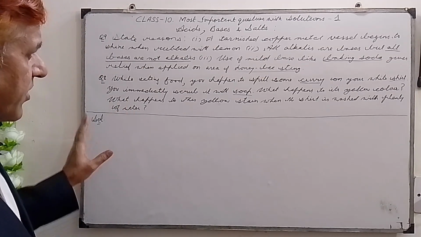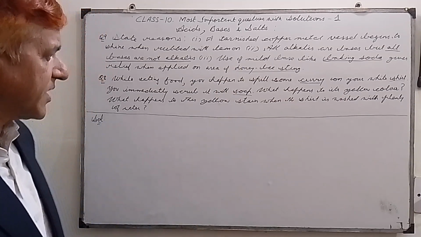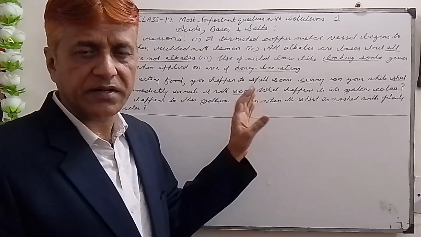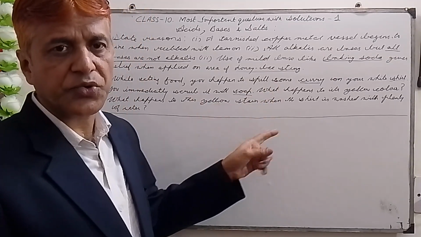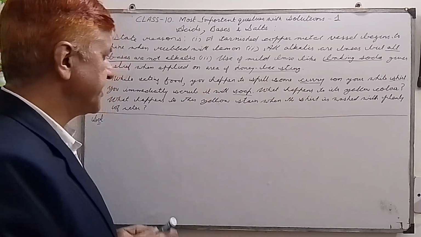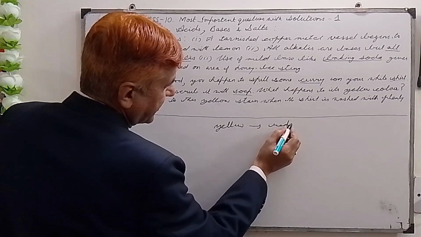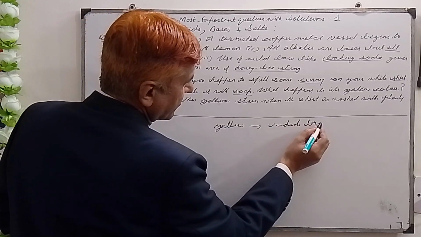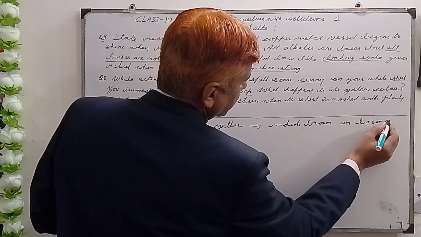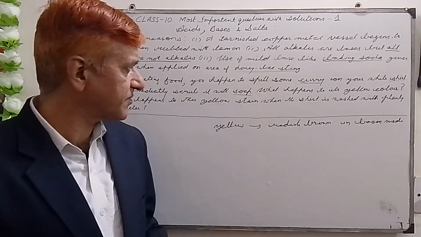Now, what is the concept which we will apply to answer this question? So the concept is that turmeric is an indicator, and it turns from yellow to reddish brown in basic medium. So this concept we will use to answer this question.